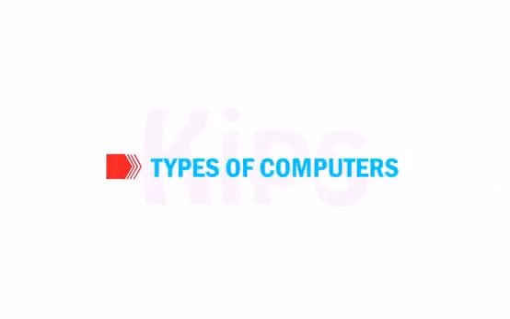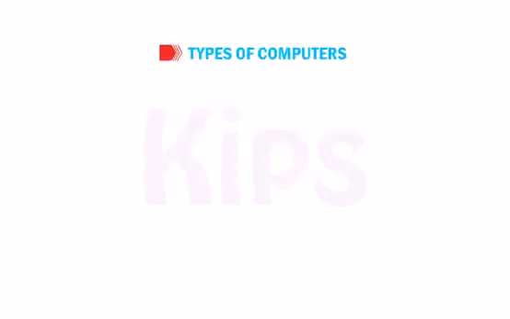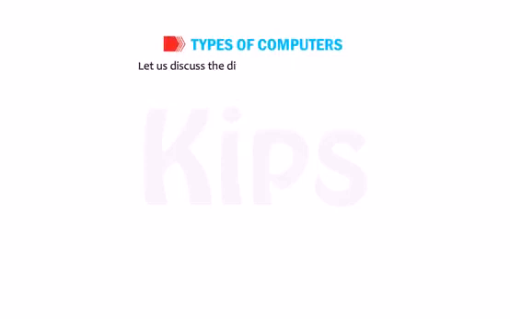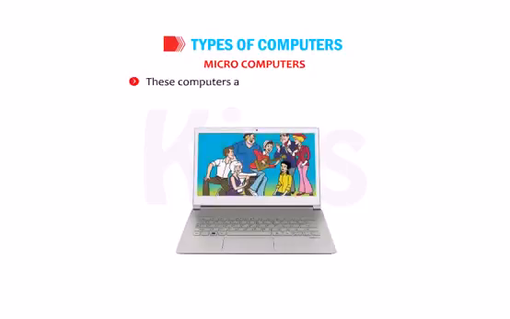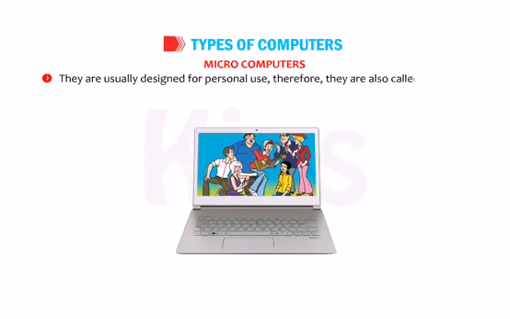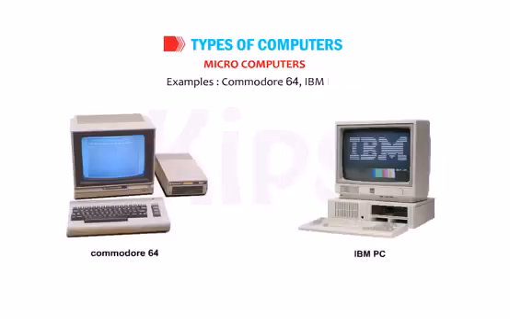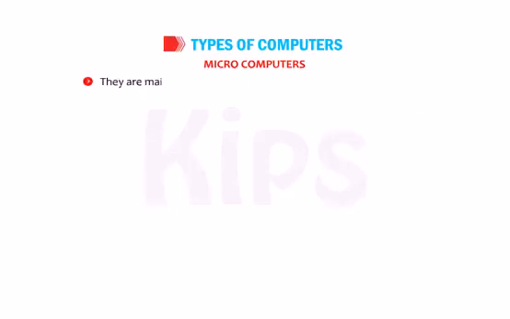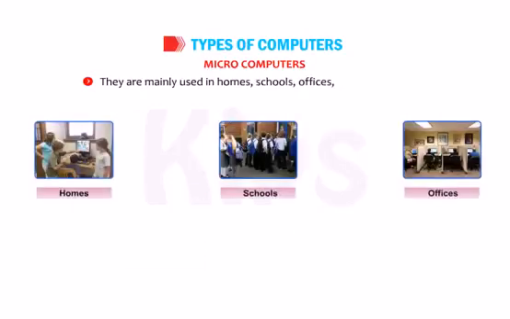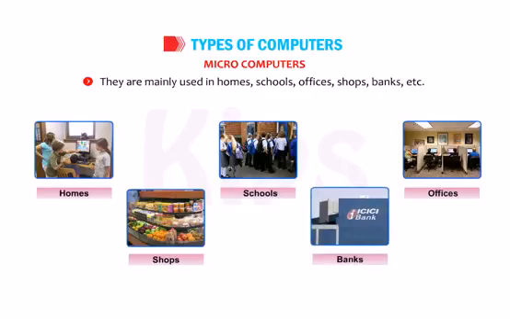Okay, students, let us talk about types of computers. Let us first discuss the different types of computers. Microcomputers. These computers are small in size and cost less. They are usually designed for personal use, therefore they are also called personal computers or PCs. Examples: Commodore 64, IBM PC. They are mainly used in homes, schools, offices, shops, banks, etc.